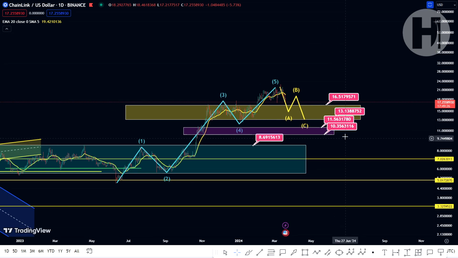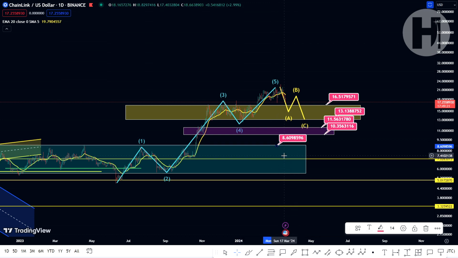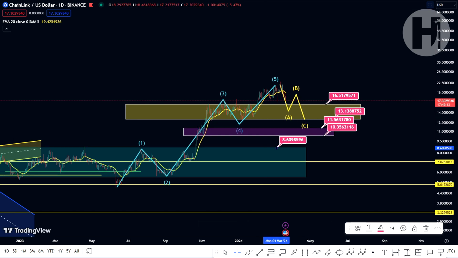Yeah, you don't want to look at some levels and think, hey, $8 seems like a nice price. That's where I'm going to buy Link. Well, that's not how the markets work. They don't go down to a specific level you set, right? So you have to adjust yourself to the market.